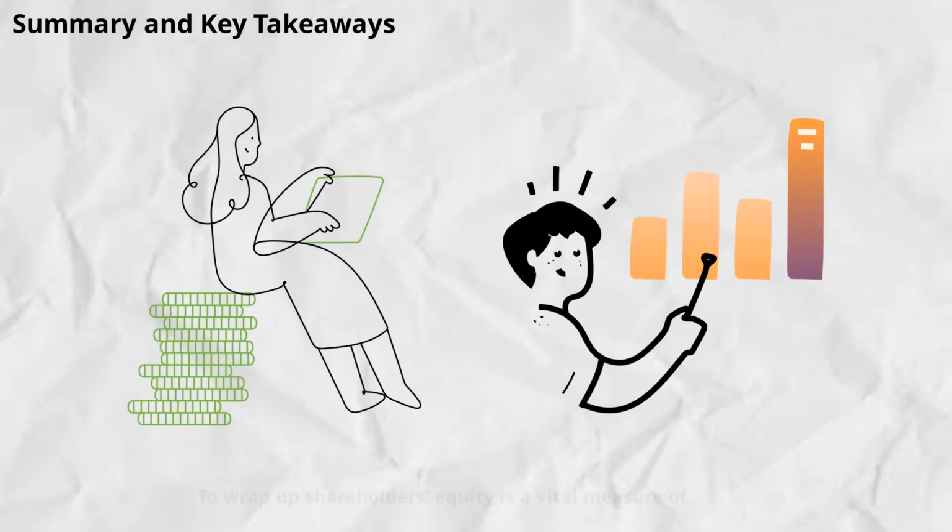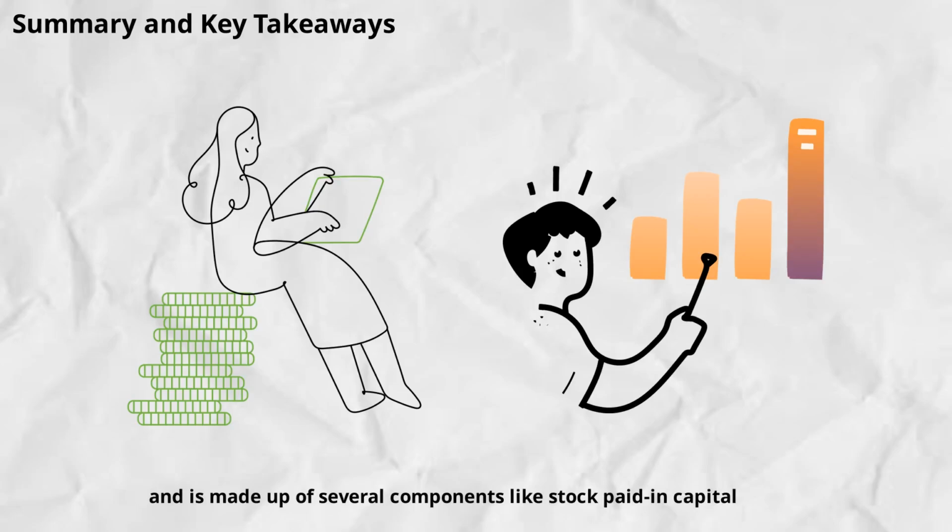To wrap up, shareholders' equity is a vital measure of a company's net worth from the owner's perspective. It's calculated as total assets minus total liabilities and is made up of several components like stock, paid-in capital, and retained earnings. While it's a key indicator of financial health, it should be analyzed in context with other financial data. Understanding shareholders' equity helps investors, analysts, and business owners make informed decisions about a company's value and future.